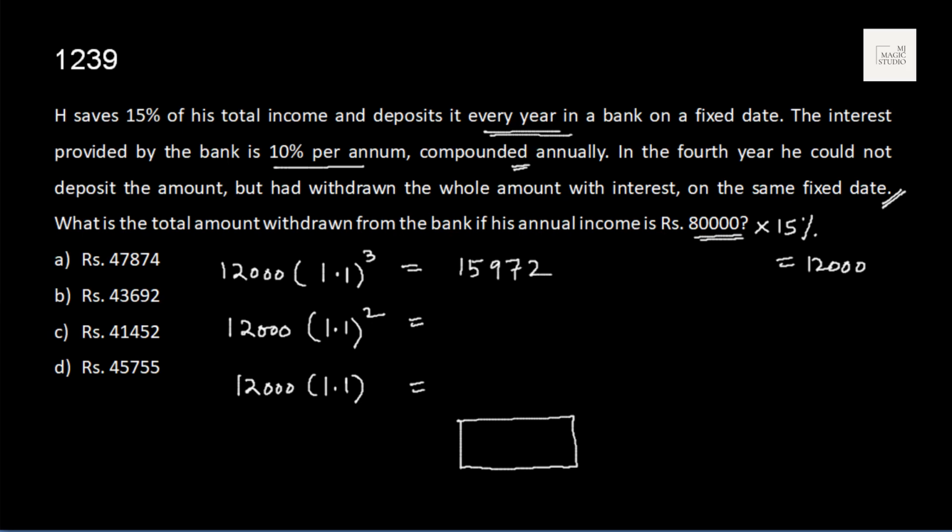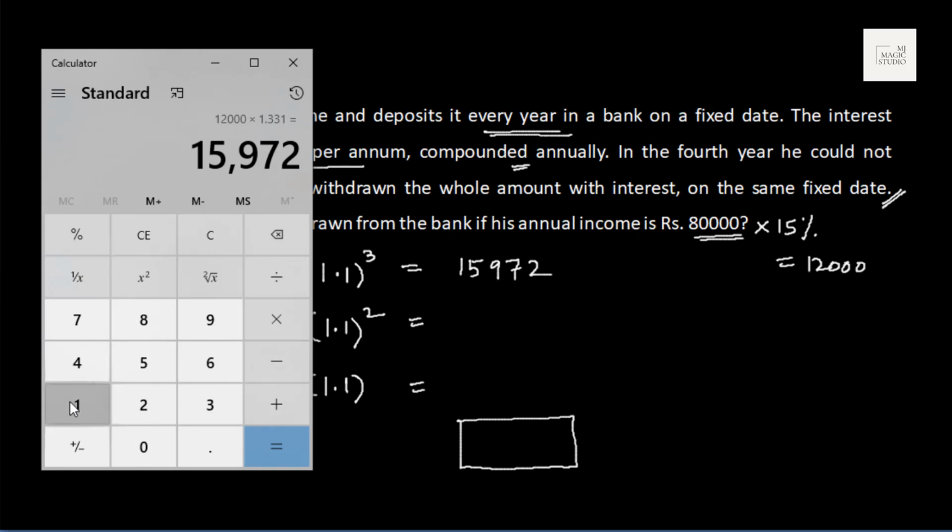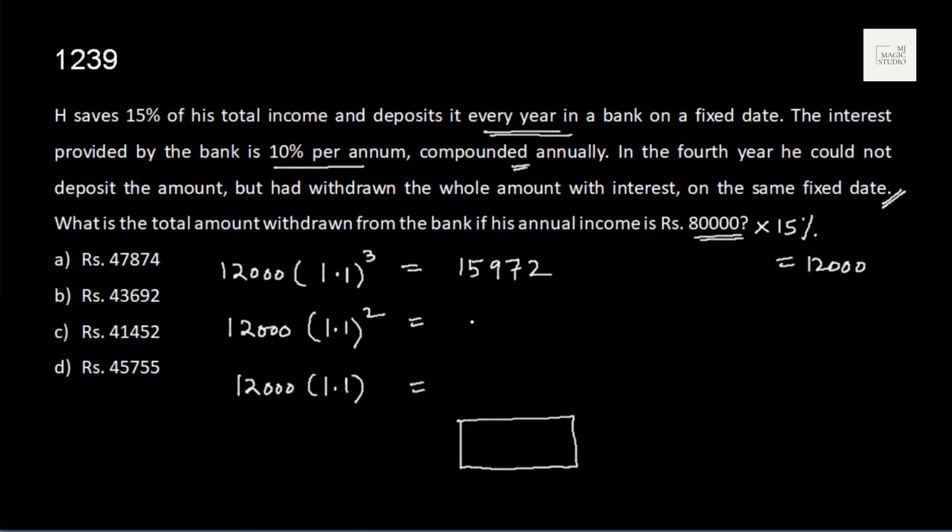Again, 12,000 into 1.21 will give me 14,520, and 12,000 into 1.1 will give me 13,200. So let's add up: 15,972 plus 14,520 plus 13,200 is 43,692. Option B is the answer.